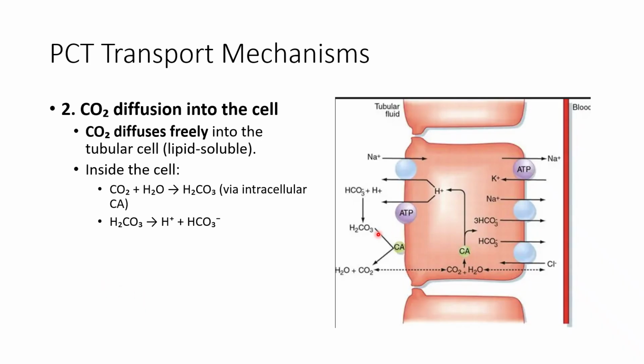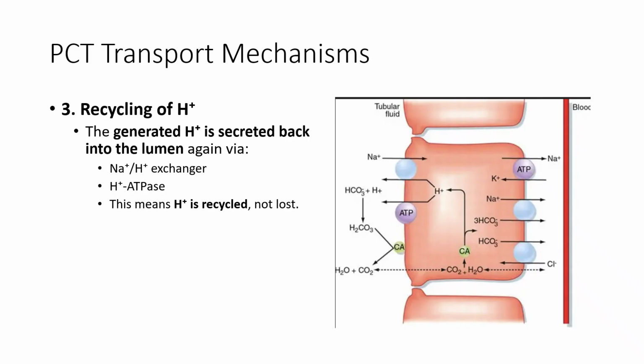This is again the CO2 that is formed and diffused inside the cell, and then it is acted upon by the carbonic anhydrase in the cell and converted into H2CO3, which is broken down into H+, which is again used for the luminal events, and bicarbonate. What happens to the bicarbonate we will see in the incoming slide. So this H+ that is formed is reused through the H+ ATPase and the Na+/H+ exchanger for reabsorption of any bicarbonate that is filtered.